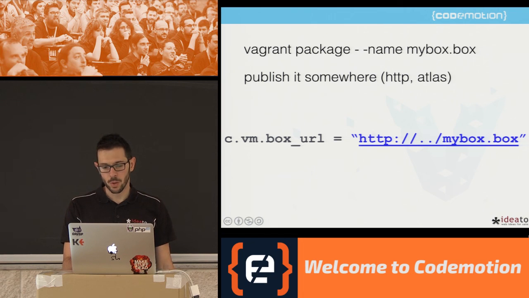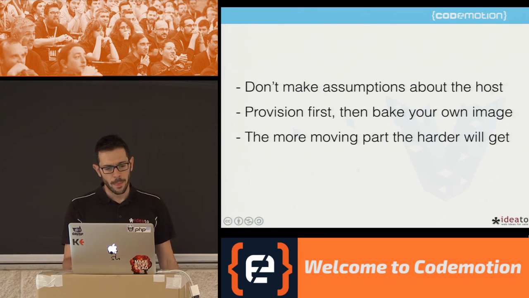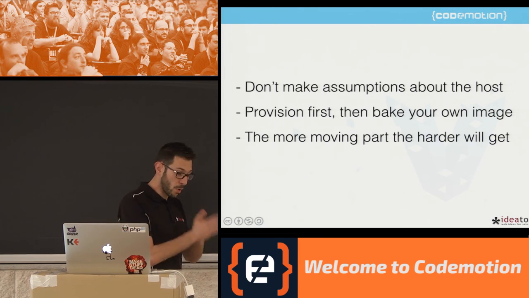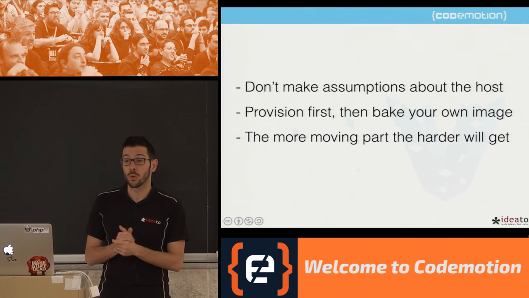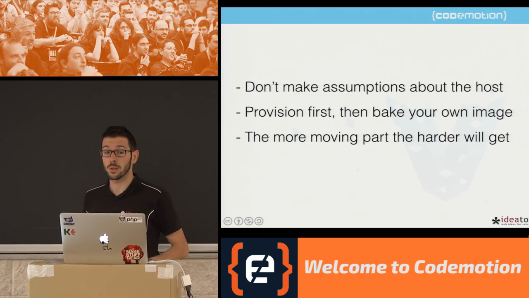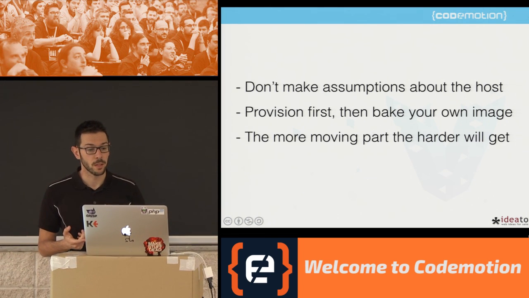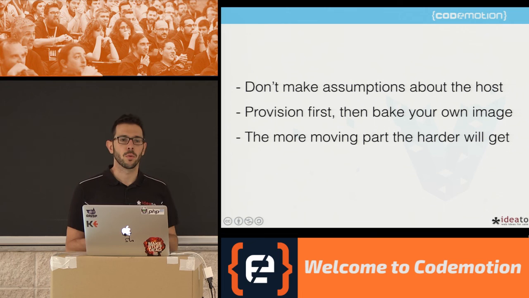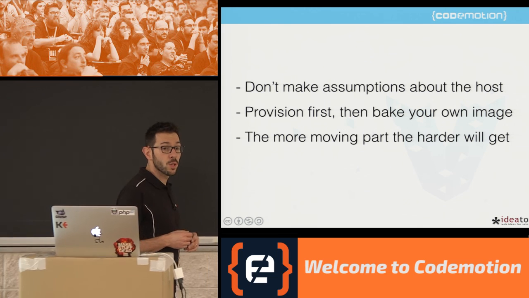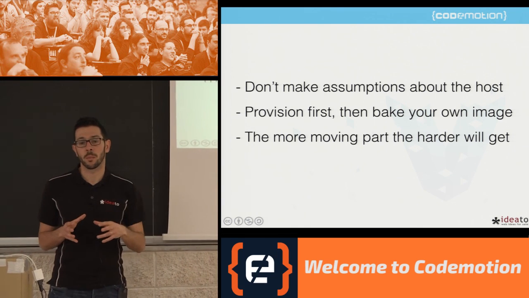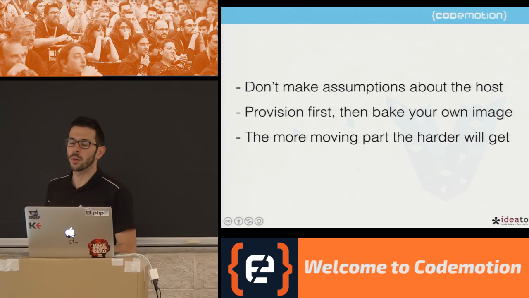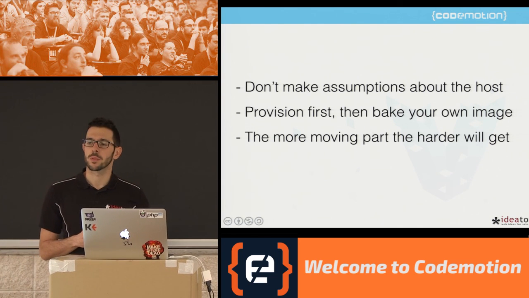So, what I'd like you to remember from all these tips, which I hope you find some of them useful: don't make assumptions about the host machine, okay? Because you cannot be sure your team members will have the same plugins installed, the same configuration, and stuff like that. You need to think about it if you want to create a portable Vagrantfile. Provision the machine one time and then bake your own image and distribute it, because it's the easiest way to avoid problems.